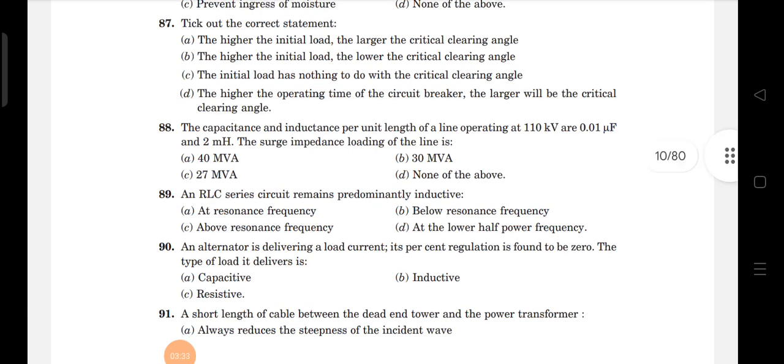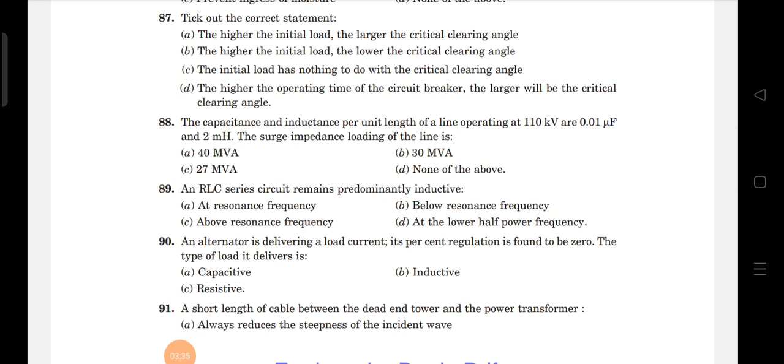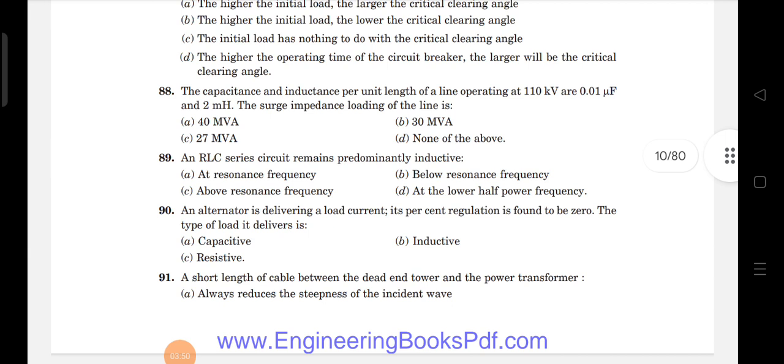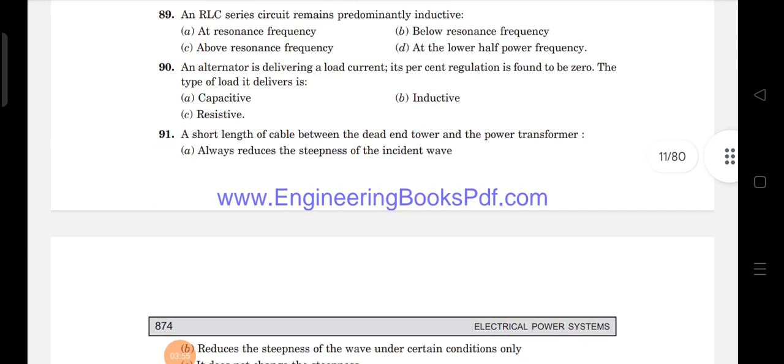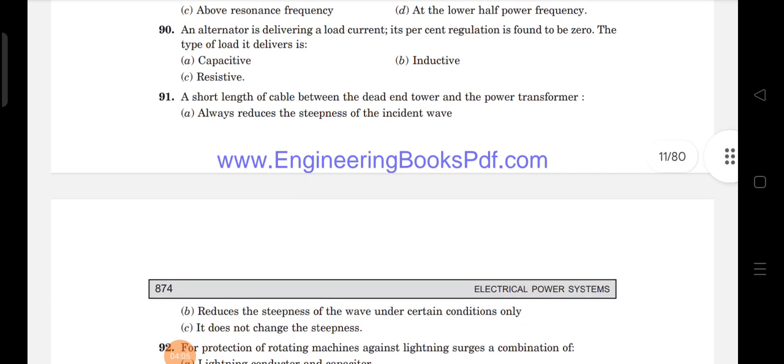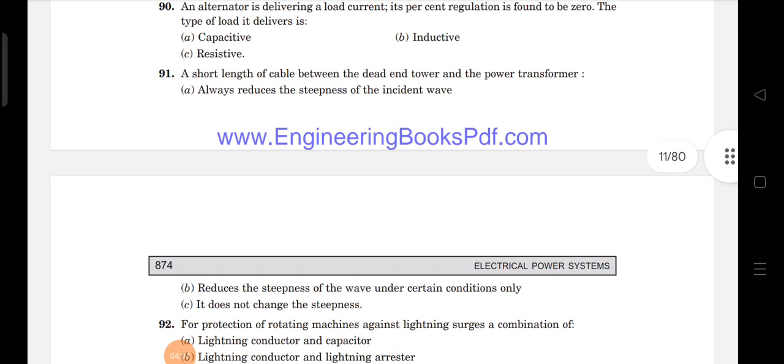Next, 90th question. An alternator is delivering a load current. Its percentage regulation is found to be 0. The type of load it delivers is, okay, voltage regulation is 0 or negative in the case of a leading load only. Leading load is nothing but capacitive, right? That means the first option is correct. Next, a short length of cable between the dead end tower and the power transformer always reduces the steepness of the incident wave. That is in the case of traveling wave analysis. That means the first option is correct.